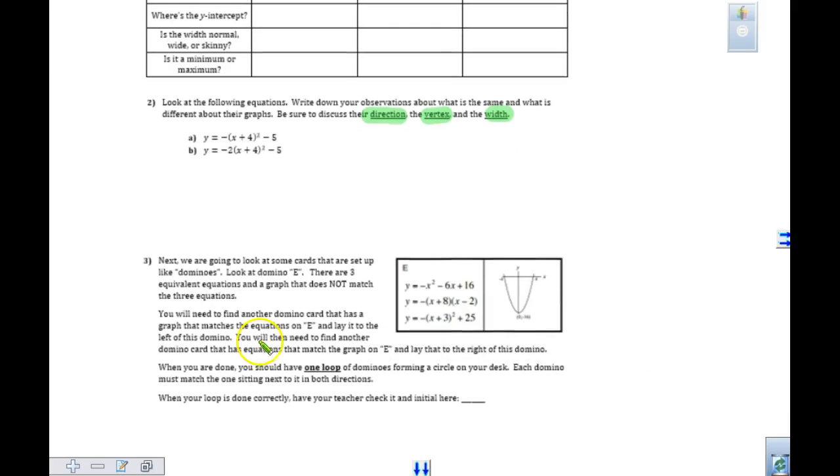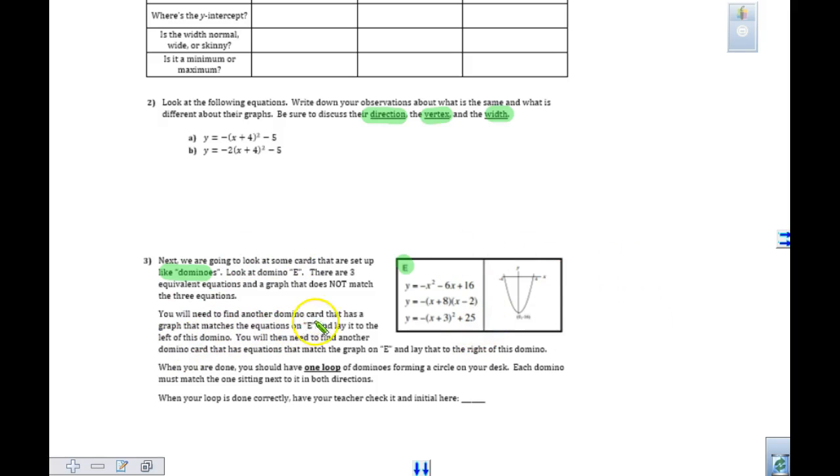Okay. Get to question 3, and it says next we are going to look at the cards, and these are the cards that have to be done in class. They're going to be like dominoes. So you can have domino E card is given here. It says there are 3 equivalent equations, and the graph does not match these equations. So just keep in mind that this is going to match the graph of a different card. This graph is going to match the equations for a different card.